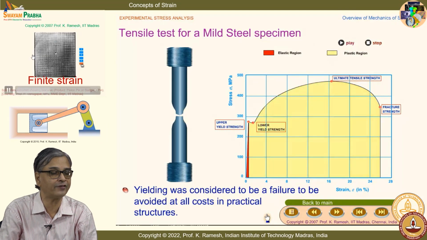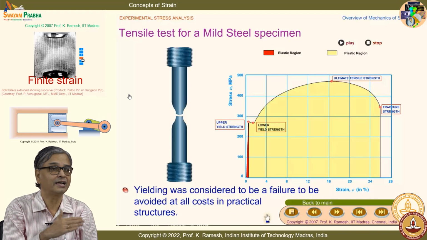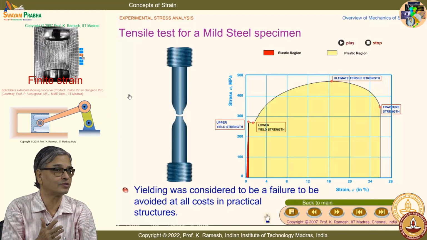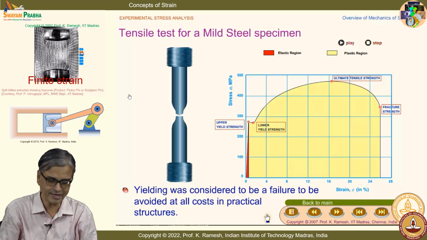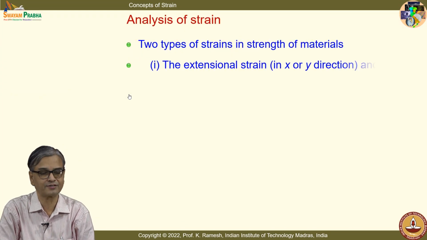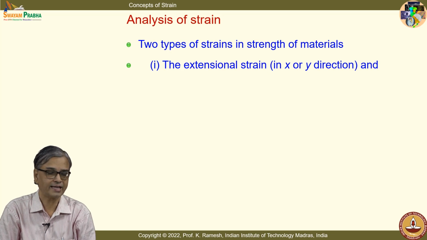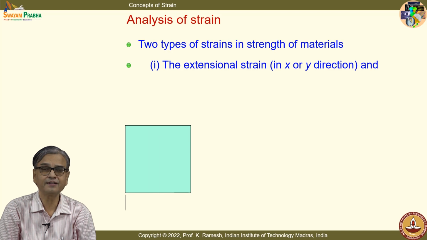So, you need different mathematics to express what the strain behavior is and so on. It is not simple mathematics. Okay. And in the case of strength of materials, we start with simple definitions. You have an extensional strain, which you all can easily decipher.